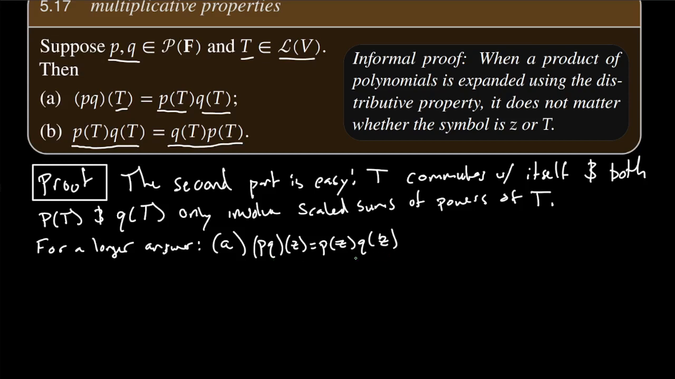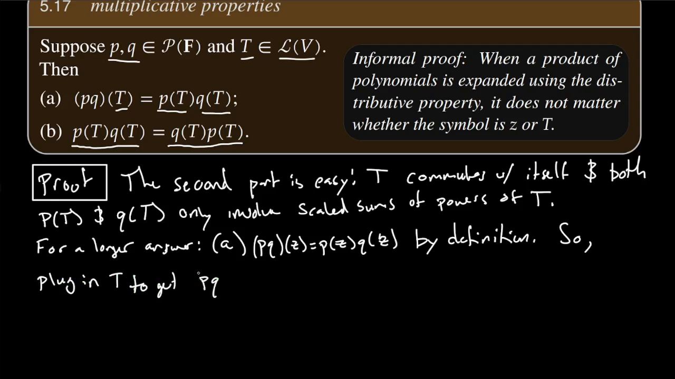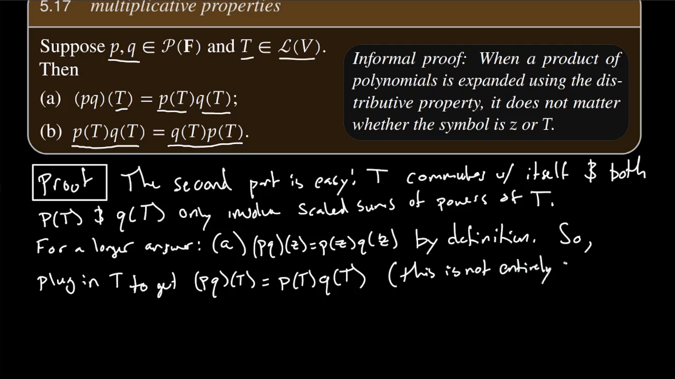So, okay, this is by definition. So, plug in T to get PQ of T is equal to P of T, or I'll even write it like this, Q of T. It's a little bit pithy since the multiplications here are not really the same multiplication. So I'll say that this is not entirely correct. But it is basically the idea.